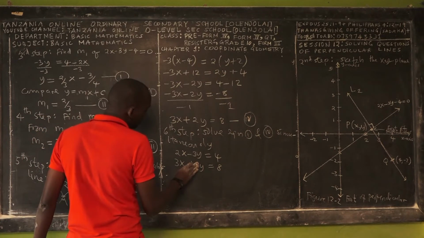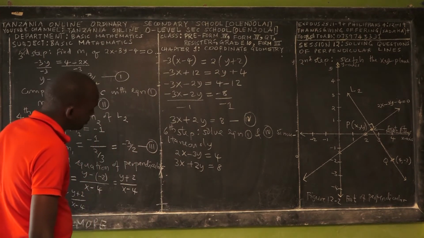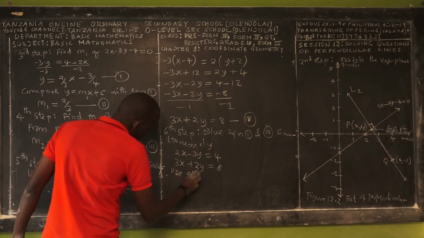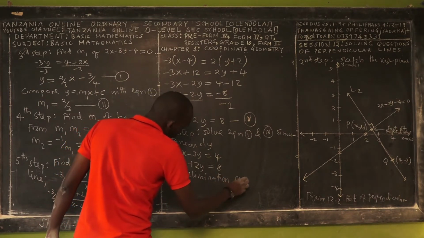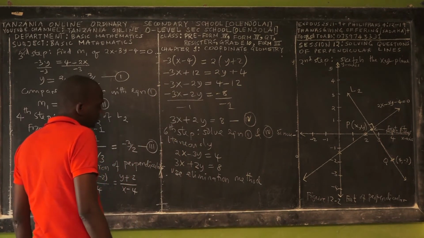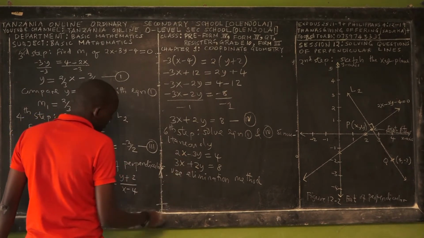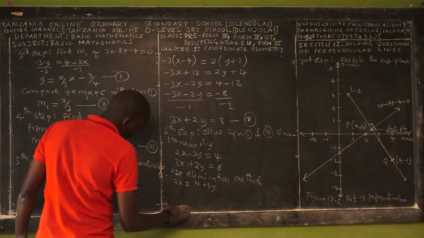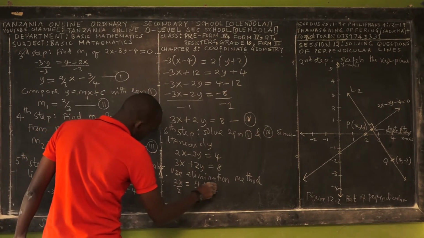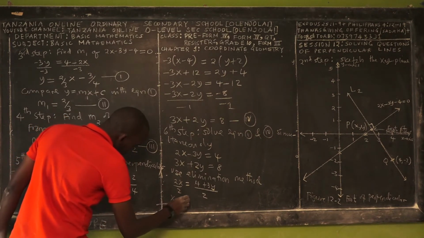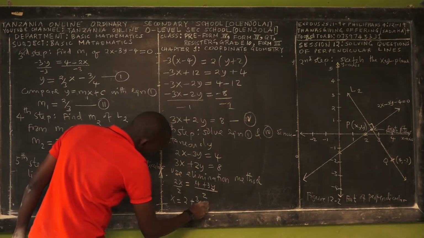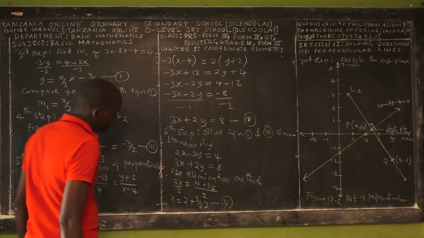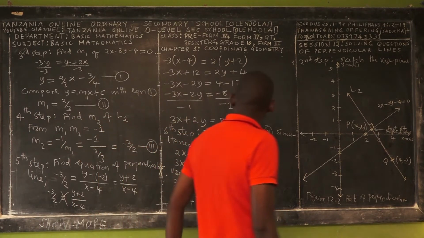So you may use either method to solve it. You may use the elimination method, you may use the substitution method, you may use the graphical method. Use the substitution method. We can make x the subject from this equation. So we have 2x is equal to 4 plus 3y, then divided by 2 on both sides. So x is equal to what? 2 plus what? 3 over 2y. So this is equation what? 5.